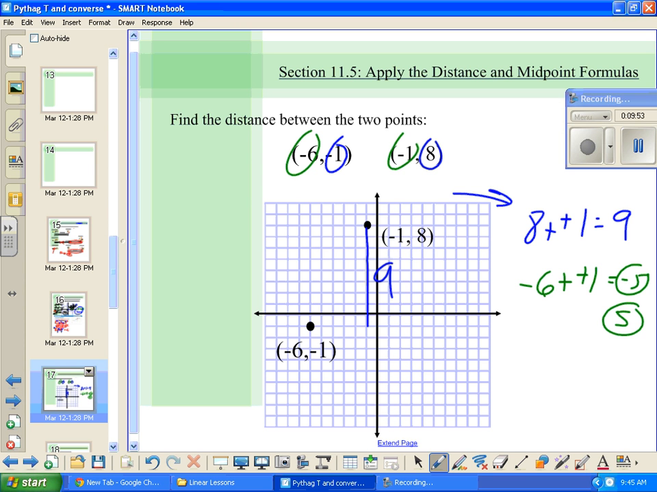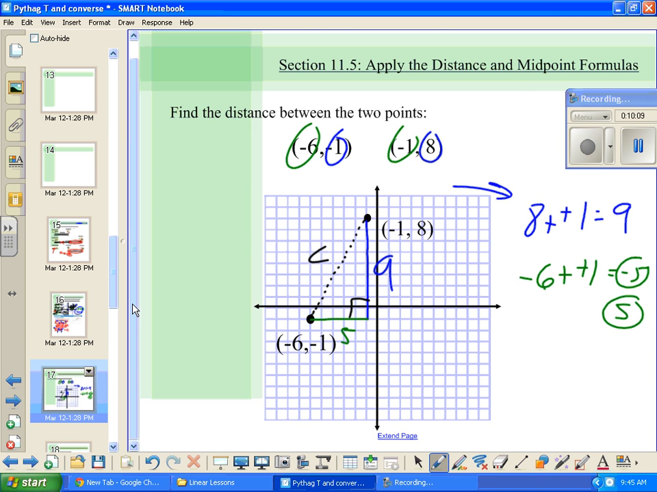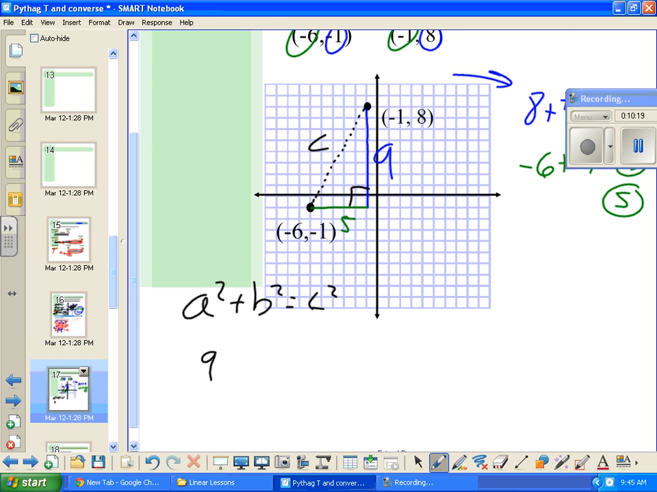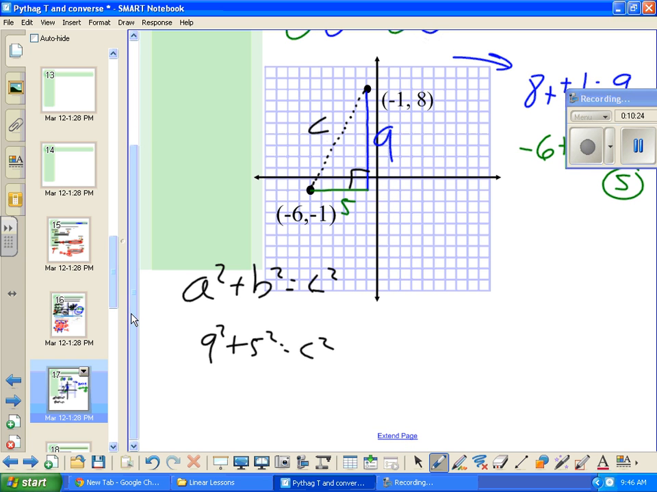Well, that means that I got 5 units horizontally between these 2 points. Look what I've made now. I've made two sides there of my triangle. And here's what I'm trying to find, really, that distance, right? Now I've made a right triangle, and I'm just trying to find out what C is. So I can plug these into the formula. A squared plus B squared equals C squared. 9 squared plus 5 squared equals C squared is what I'm going to find out. C, again, is going to be my distance between the 2 points.